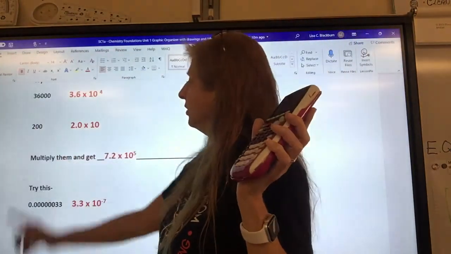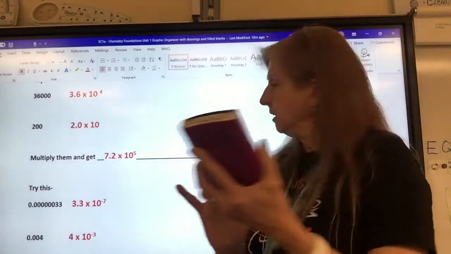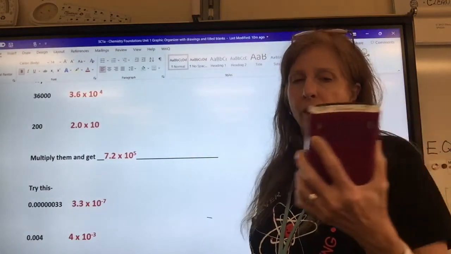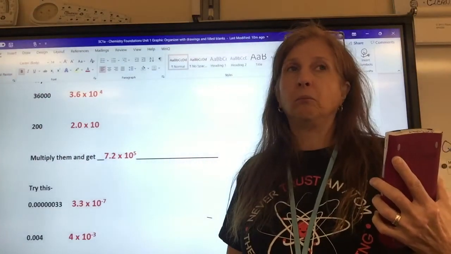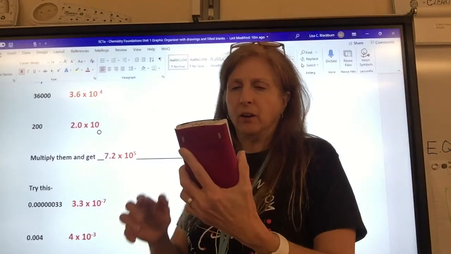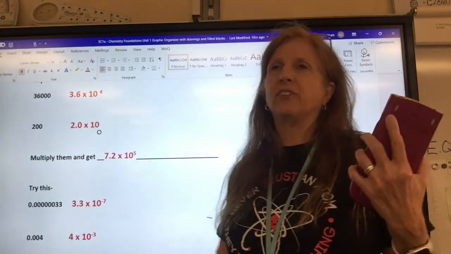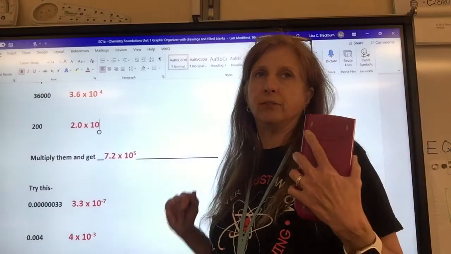200, 1, 2 is 2, EE, and then what power should that one have? How many times do we move the decimal place? 2. So this should be times 10 to the second power. So try to put that one in, hit enter, and see if it gives you 200 back again. I didn't want to give you all the answers, so I left that one off.